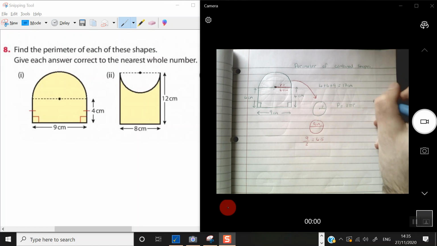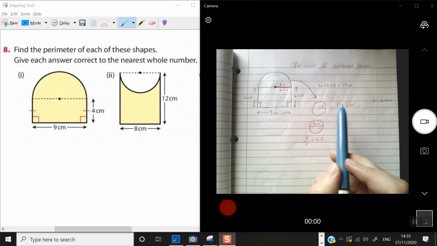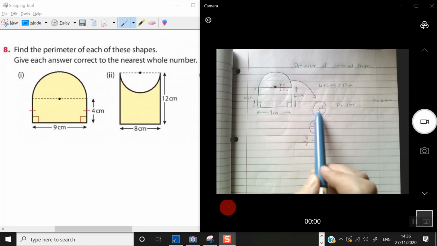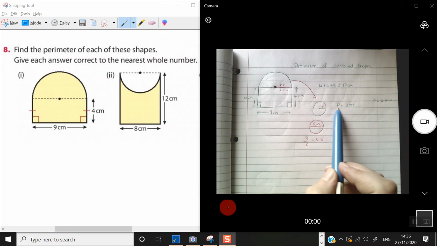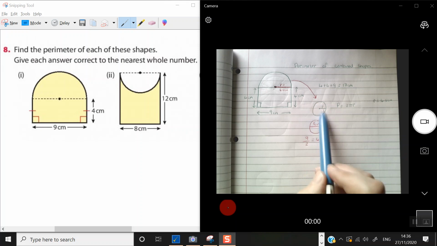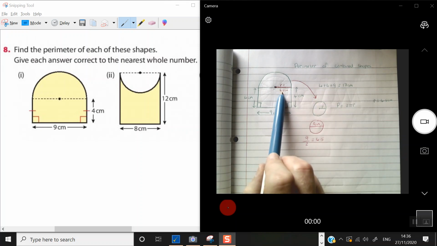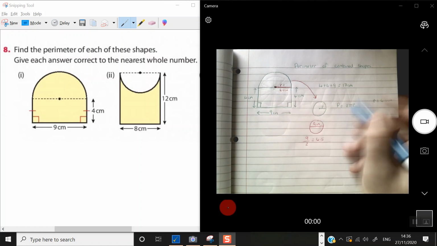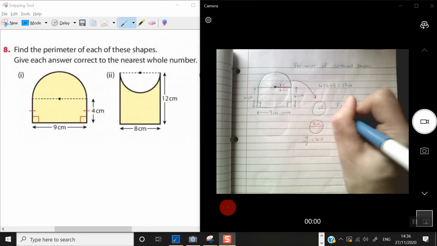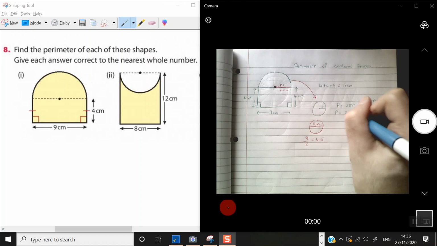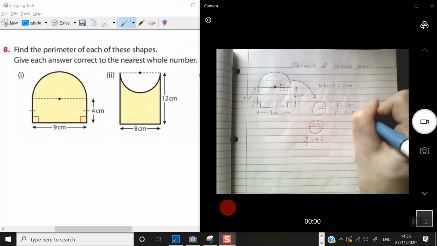So R is equal to 4.5 centimeters. So that's going to be the radius. What we can do now is figure out what would be the perimeter of a full circle that had a radius of 4.5 centimeters. So we just plug our details into the formula. P is going to be equal to 2 multiplied by pi multiplied by the radius, which is 4.5.